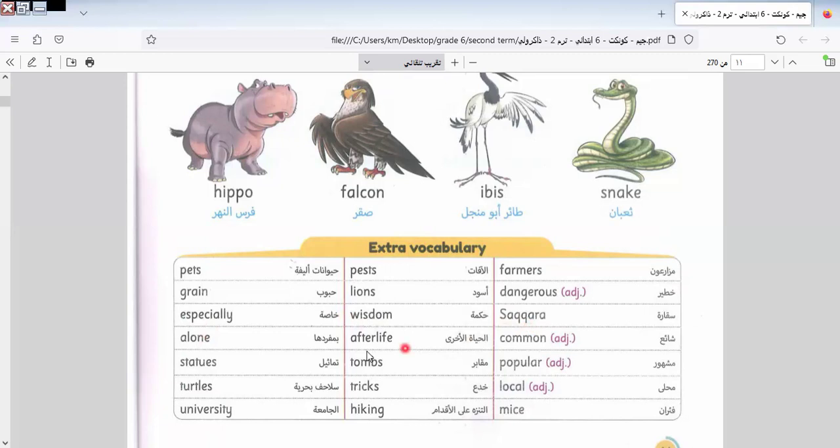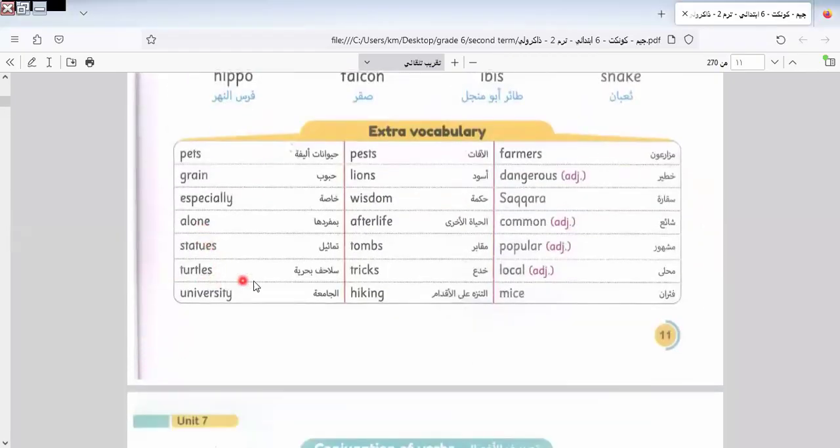Especially, wisdom, Saqqara, alone, afterlife, common, status, temples, popular. Popular has the same meaning as famous. Clever pupils. I think we knew it last class. Okay, famous. Let's go to another one here. Here we have turtles, tracks, local. We have something like local, it will be slogans. We use it in American language. Slogans have the same meaning as local. Let's continue the rest of the unit.